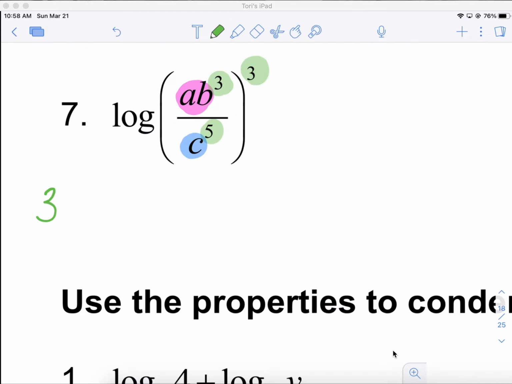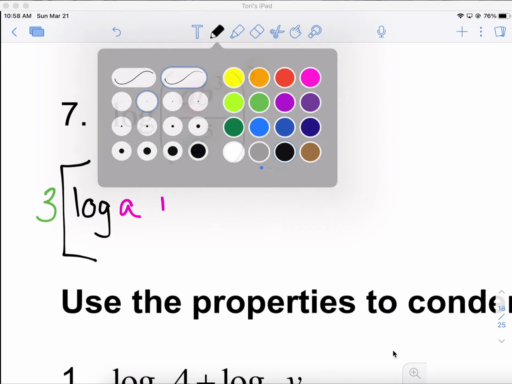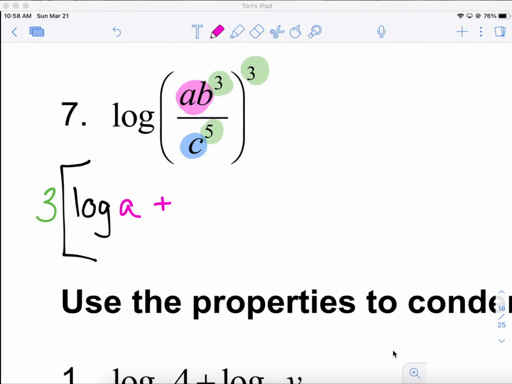I've got a 3, and I'm going to do one of those big parentheses before I start expanding this, all right? I'm going to do a log of all the pieces that are on the top first before I do my subtraction for the division. So I have a log of A plus I have a log of B, and in this case, the B has an exponent. So this 3 right here is going to squeeze right in here. I want his exponent to only belong to the B. Okay.